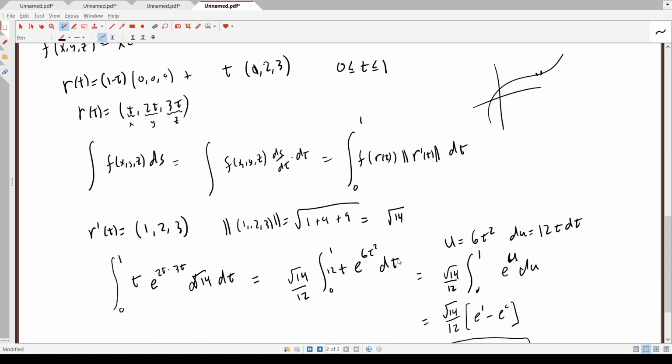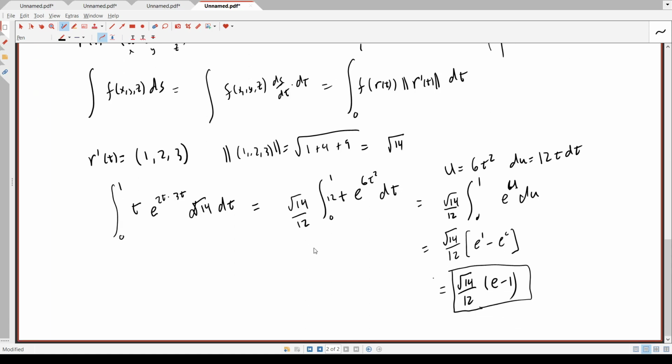Okay, so that's all I'm going to do on line, well, we're going to do some more on line integrals, but on actually just evaluating simple line integrals.